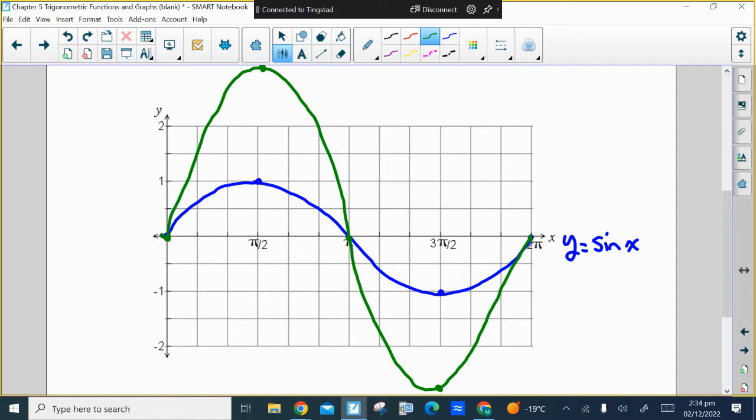The amplitude is the distance from the middle up to the maximum, or the middle down to the minimum. The amplitude is 3, which corresponds to the value of a in this case.